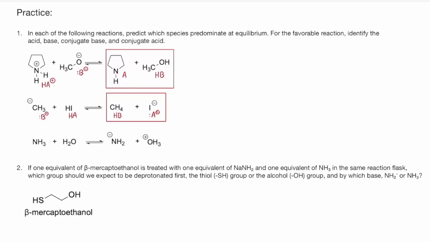Finally, in the last reaction, ammonia, NH3, reacts with water, H2O, to form azanide, NH2-, and hydronium, H3O+. Azanide, which is the conjugate base of ammonia, is not great at stabilizing a negative charge due to the small size and low electronegativity of nitrogen. Hence, ammonia, NH3, is weakly acidic and will predominate at equilibrium.